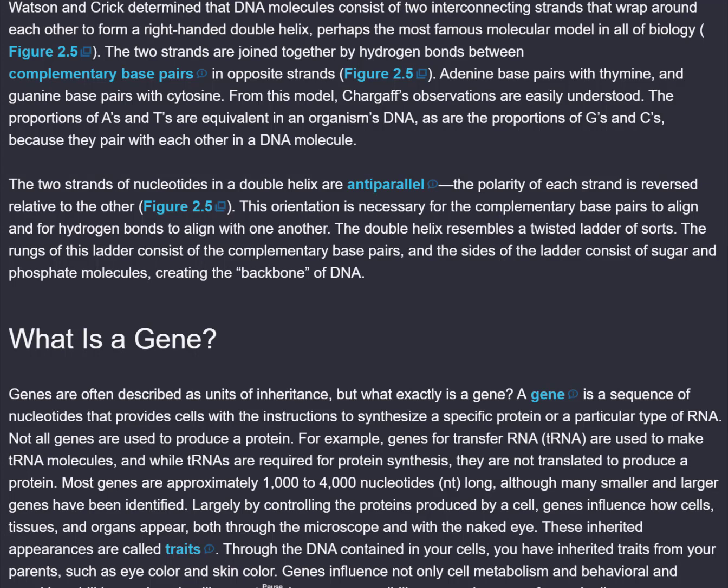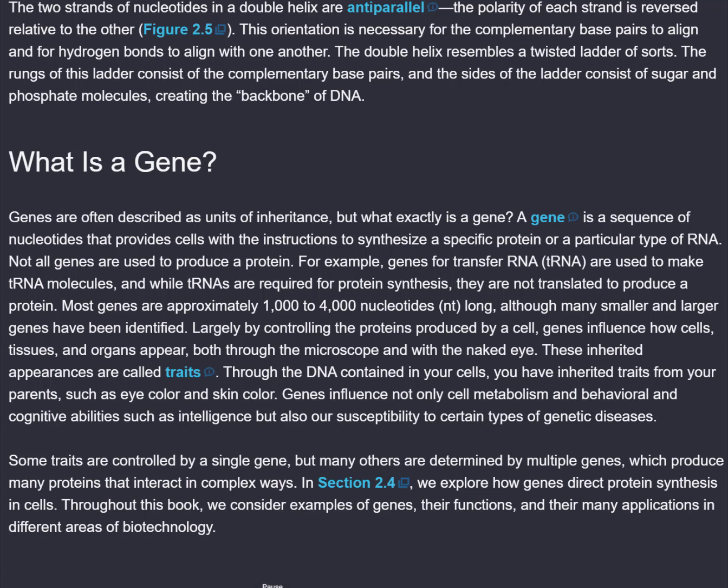From this model, Chargaff's observations are easily understood. The proportions of A's and T's are equivalent in an organism's DNA, as are the proportions of G's and C's, because they pair with each other in a DNA molecule.